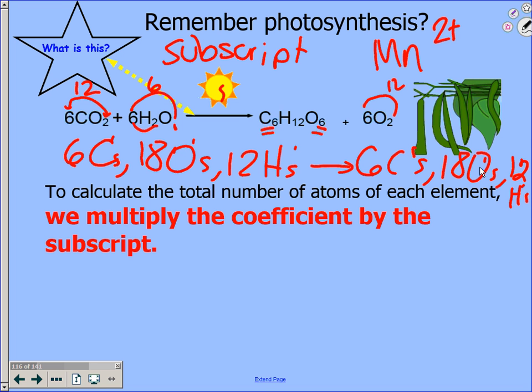But we make sure we didn't break the law by artificially putting in a 6, and this last one over here, so that you have a total of 6, 18, and 12 atoms on that side, and 6, 18, 12 atoms on this side. So we overall use the coefficients to help us not break the law, to follow the law of conservation of matter. Okay? So we'll talk about balanced chemical equations a lot more, but that's just one example.